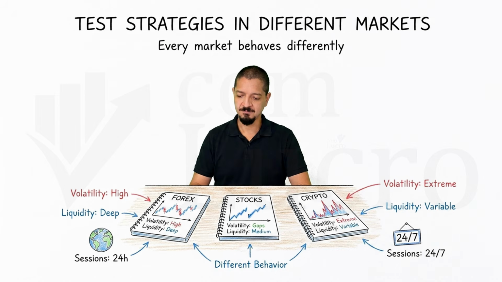When testing any trading strategy, it is essential to evaluate its performance across different markets, including currency pairs, stocks, and cryptocurrencies. Market behavior varies based on volatility, liquidity, and session activity. So a setup that works well on one asset may behave differently on another. Testing across sessions, scenarios, and timeframes allows you to refine the strategy and adapt it to your trading style.